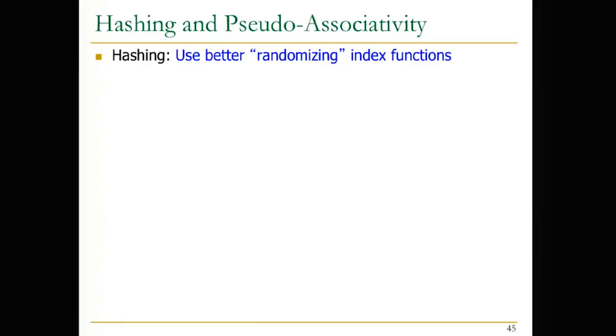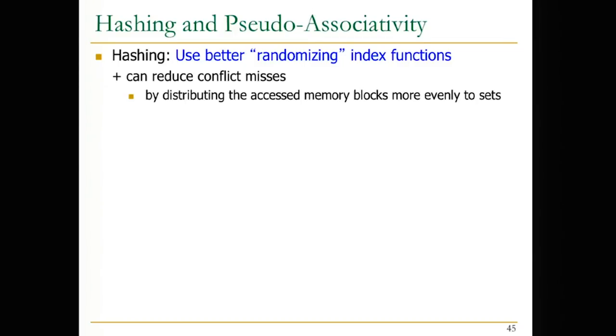A and A, B, A, B. If you take just address bits, they may map to the same block, say the same index. But if you have a hash function that determines your index based on the address, they may actually map to different parts of the cache, different indexes in the cache. That's the idea. Use a better randomizing index function, a hash function, basically. Makes sense, right?